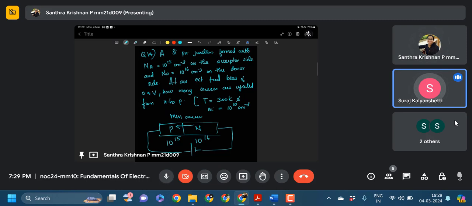If you see minority carrier injection, we can directly calculate it using that equation. N in P side is equal to N in N side exponential of (V0 minus V external) by KBT. And for that, initially you have to calculate V0, which is KBT by e ln of Na Nd by Ni square.